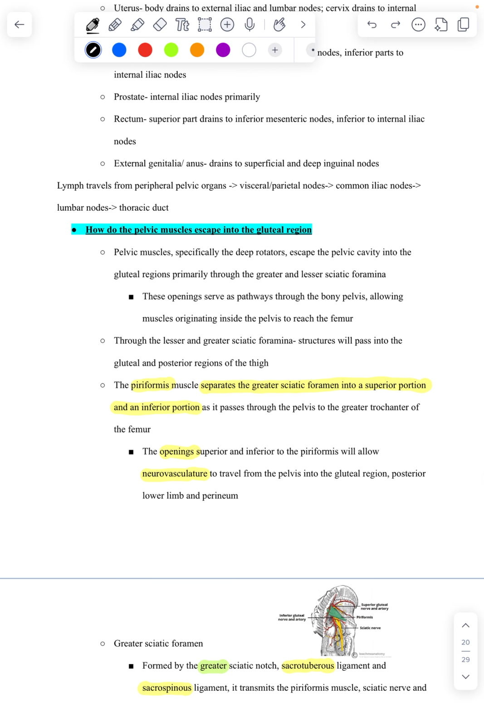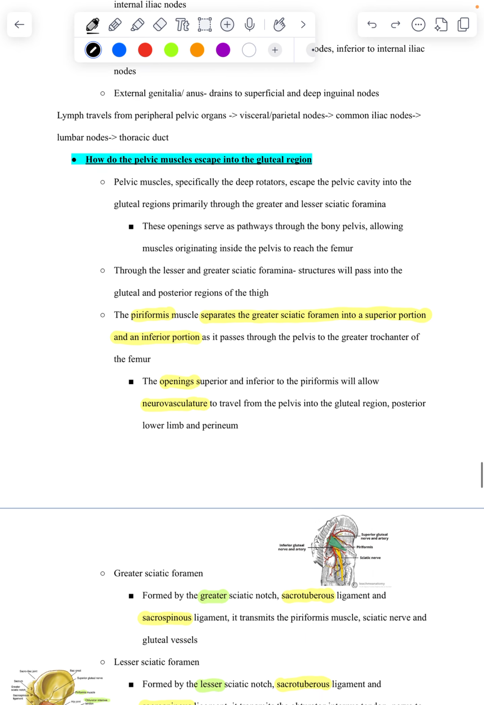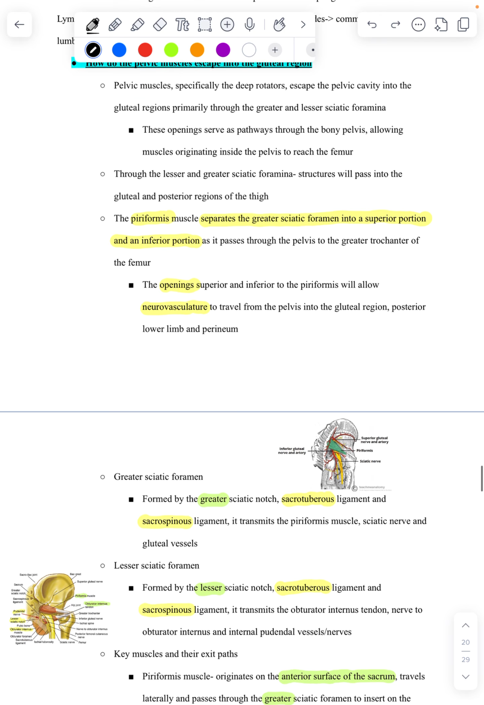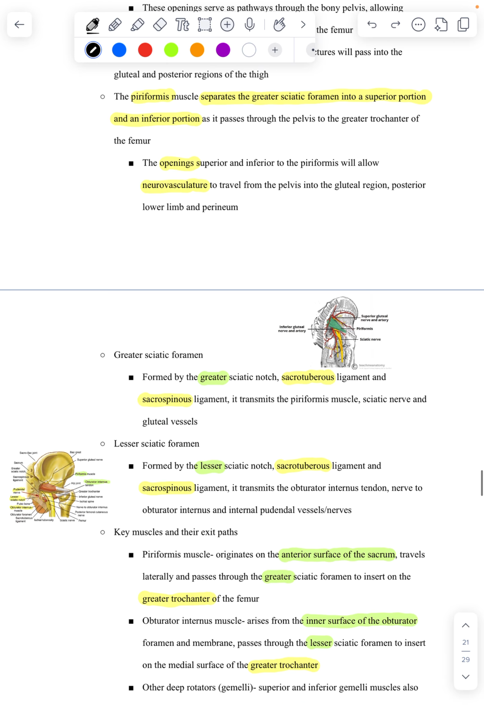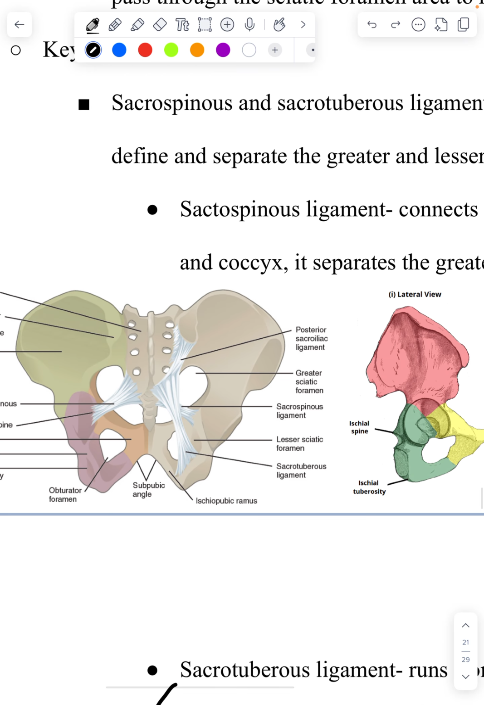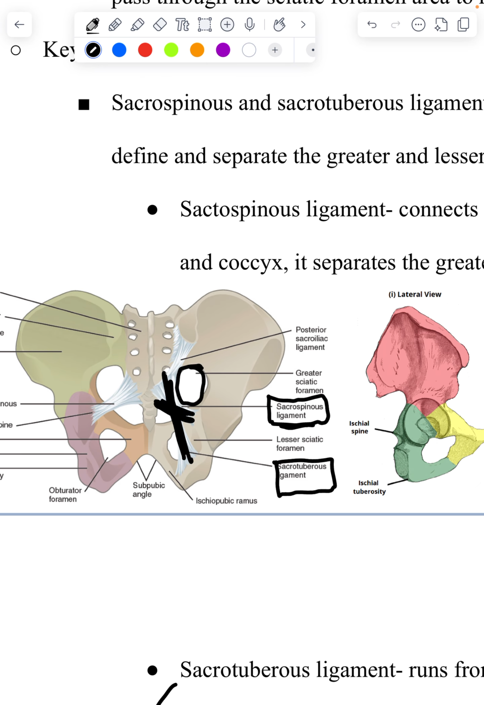Okay, now, how does the pelvis go into the gluteal region? So, in your pelvis, you have a greater and lesser sciatic foramen. If you look at the names of them, you have a sacrospinous ligament and a sacrotuberous ligament. These two ligaments will create this bigger hole, so greater sciatic foramen, and this lesser hole that goes through here, which is your lesser sciatic foramen.